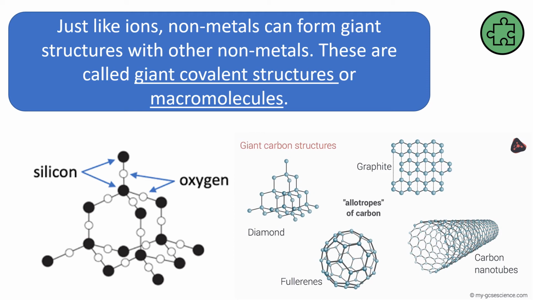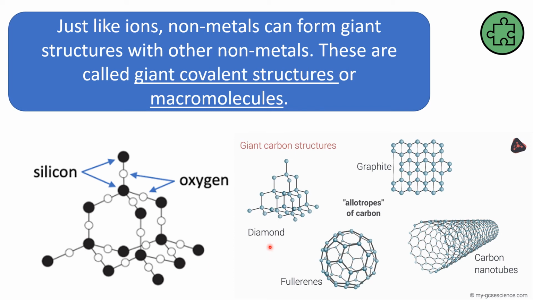Well, just like those ions, which made these giant ionic lattices, non-metals can also form giant structures with other non-metals. And these have got, unfortunately, two names. They're either called giant covalent structures, or they're sometimes called macromolecules. So we've got a few examples here. Silicon dioxide, which is what makes sand or glass, you can see here on the left, and it's just made of silicon and oxygen, over and over and over again in this huge structure.